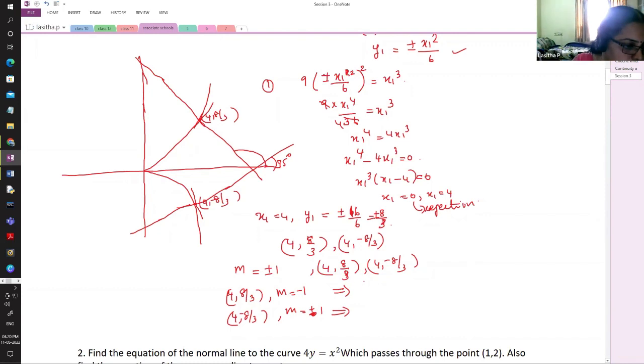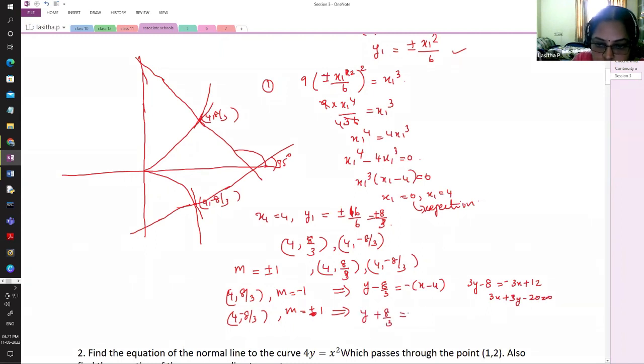So here I think the answer, while substituting y minus y1 is equal to minus x minus 4 when they are giving, I think 3y minus 8 is equal to minus 3x plus 12, and 3x plus 3y minus 20 equal to 0 is one of the answers. And the other one with a plus value, the slope is positive, x minus 4, and so 3y plus 8 is equal to 12.